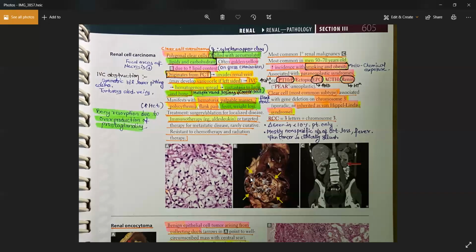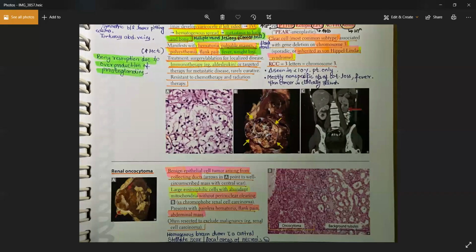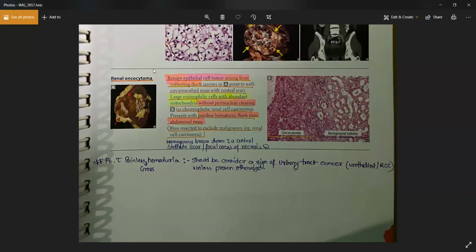Yes. So the biopsy of the patient is very important. The clear lipid-filled cells. Then you have a renal oncocytoma, which is a tumor from the collecting duct. It is a very demarcated tumor. Okay, it is a benign tumor, of course.